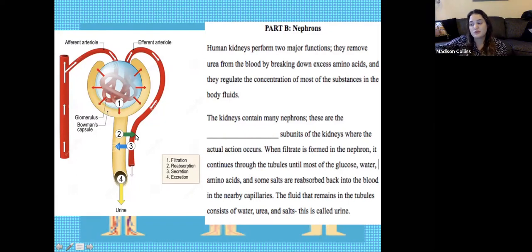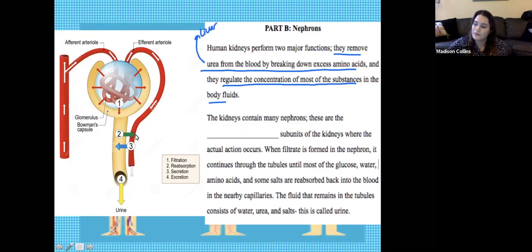Human kidneys perform 2 major functions. They remove urea from the blood by breaking down excess amino acids, and they regulate the concentration of most of the substances in your body fluids. Now, one of these functions should sound pretty familiar because we actually talked about the liver doing this today. So I want you guys to write down that the liver does this too.